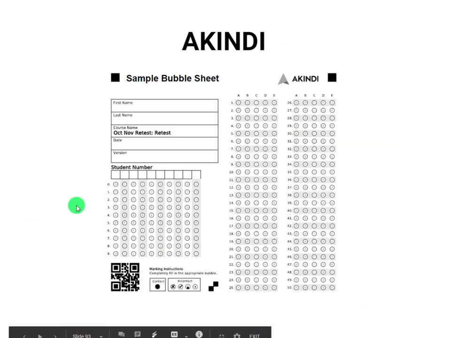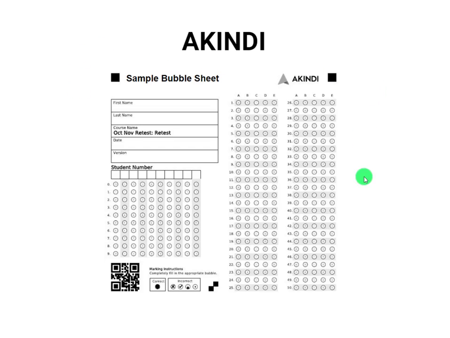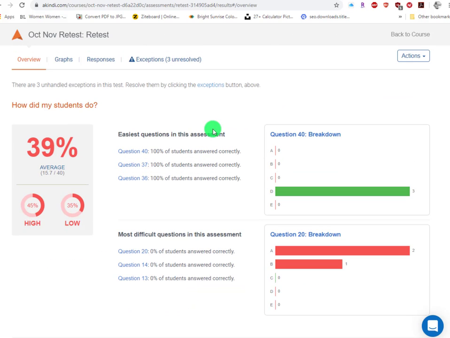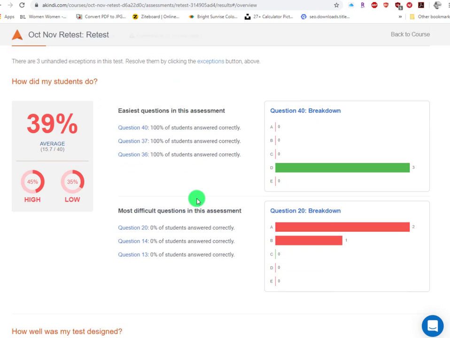This one I made a little bit smaller, but it's an 8.5 by 11 sheet, something that you're probably used to. And one of my colleagues allowed me to use his test to look at some of the questions and how this works. And it gives you the information here. So for example, here are the easiest questions on the assessment. For these questions, 100% of the students answered correctly. Maybe he wants to look at this to see if these are maybe too easy and he wants to make it more difficult.